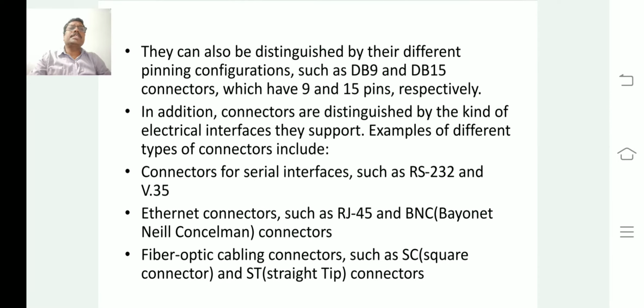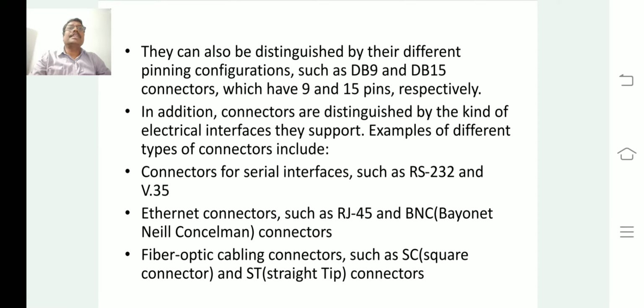They can also be distinguished by the different pin configurations, some having a few pin connections, some having more pin connections, such as DB9 and DB15 connectors. Here it is a D-type shape with 9 pins and 15 pins respectively. In addition, connectors are distinguished by the kind of electrical interface they support. The different types of connectors include connectors for serial interfaces like RS232 and V.35. These are different types of serial transmission connectors.